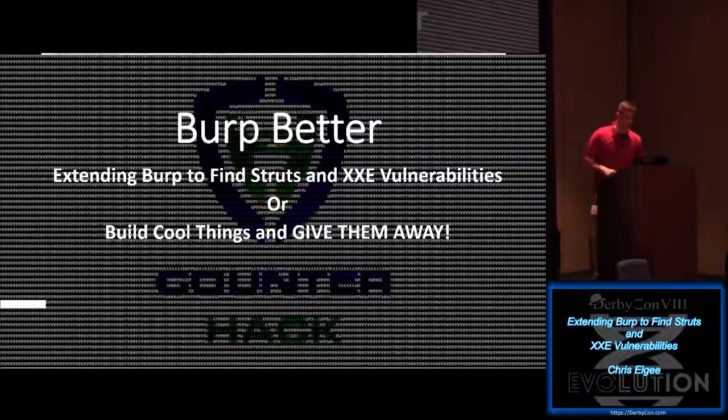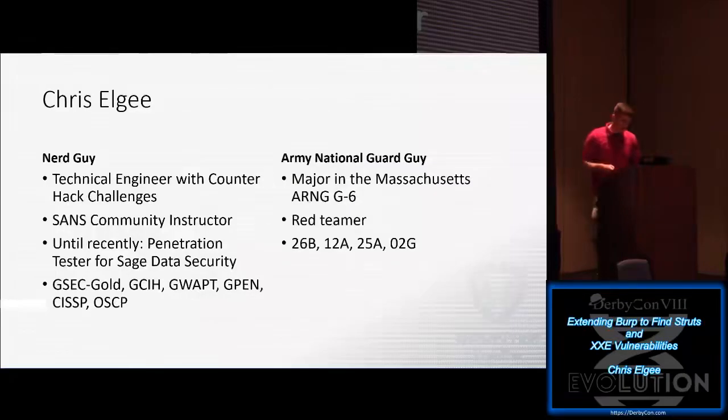There are really two concurrent themes in this talk. One is about finding Struts and the best way to do that in an environment, whether it's in your own environment or in a client's environment in a pen test. But there's also a bit of a John Strand theme here of building things and giving them away. So if you pay attention, I'm sure you'll pick that up.